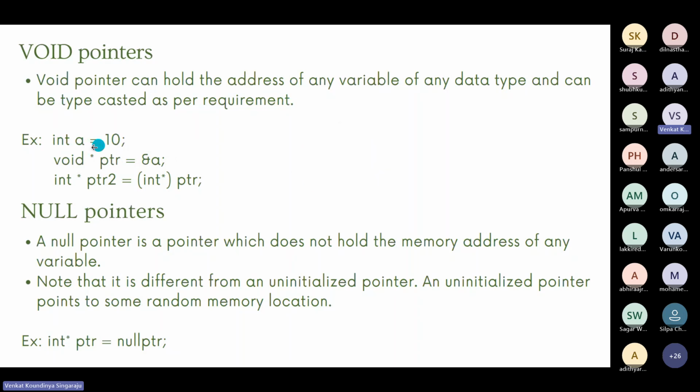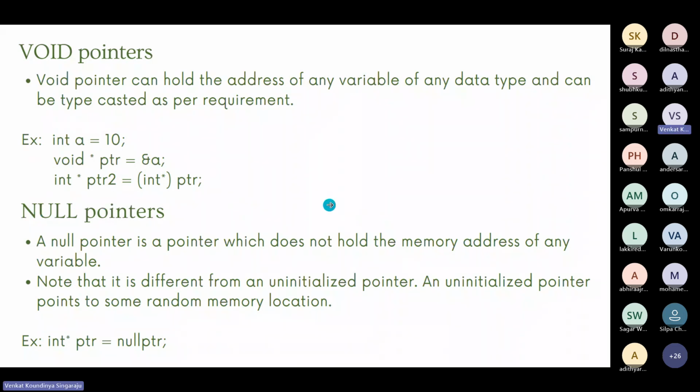As you can see here, a is an integer variable, but here ptr is a void pointer. This is the syntax: you do void star ptr, and you equate it to ampersand a. Here a is an integer, but still you can do this since ptr is void star. Now let's say you want to assign ptr to another integer pointer, say ptr2. What you do is you write int star ptr2 equal to ptr, and you typecast it to int star, telling the compiler that you're making it an integer pointer. You're just typecasting it.